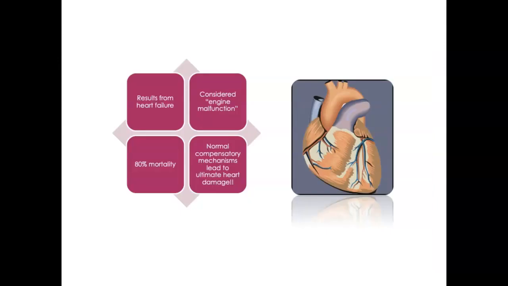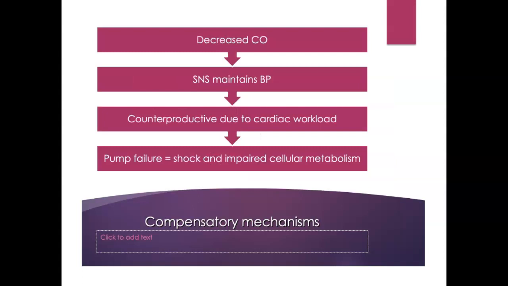So as you recall, cardiogenic shock, the most common cause is the result of a myocardial infarction. It results from heart failure, whether systolic or diastolic, or actually dual heart failure. It has an 80% mortality rate, and it's considered the engine malfunction because the normal compensatory mechanisms lead to the ultimate heart damage. And so what do I mean by that?